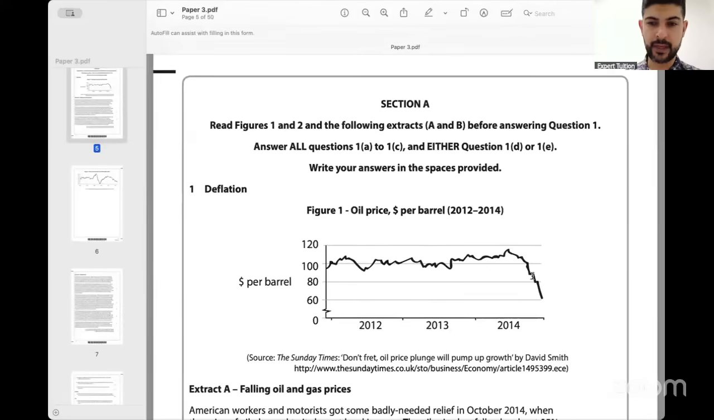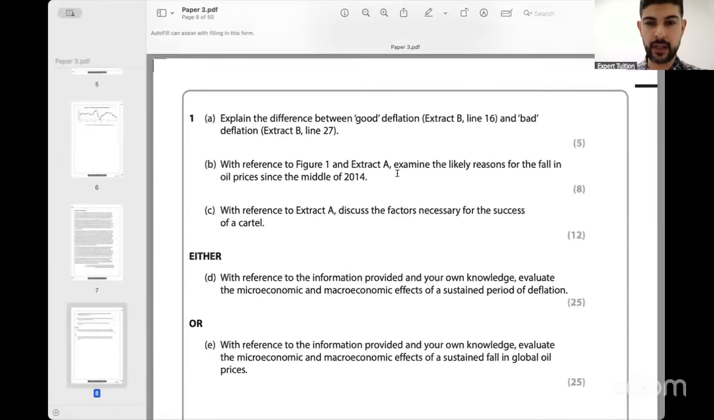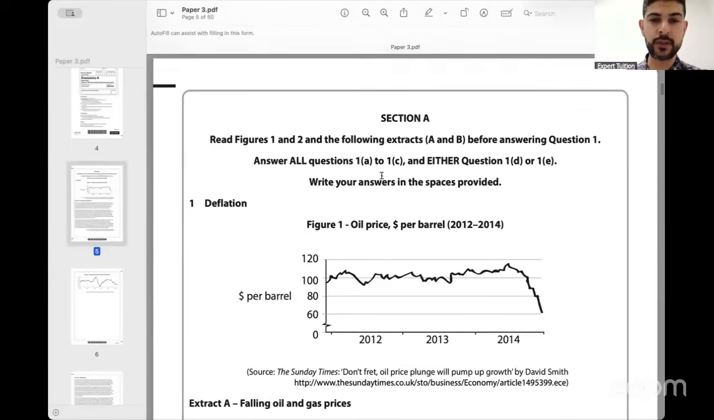Here's figure one. And by the way, can I show you one more thing that they've done that is evil? It's just unnecessary, honestly. Can you see that figure one begins around 2011-ish? But the question is specifically since the middle of 2014. If you therefore start quoting from 2011, you're not quoting the correct period. You need to quote from the middle of 2014. And it would be like this.